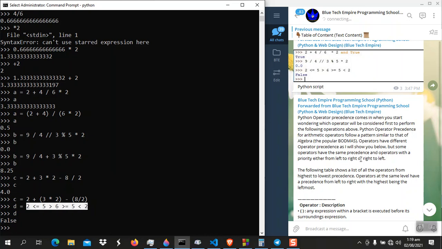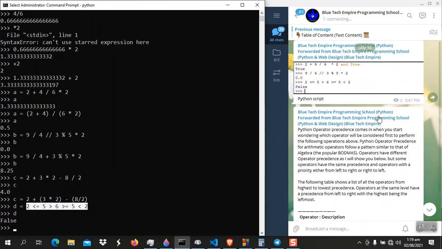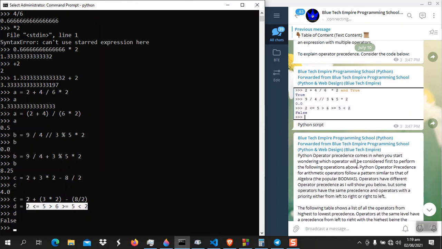So let's move directly to the operator precedence note. We'll see the different operators and their precedence. Python operator precedence comes in when you start wondering which operator will be considered first to perform the following operations above. Python operator precedence for arithmetic operators follows a pattern similar to that of algebra, the popular BODMAS.